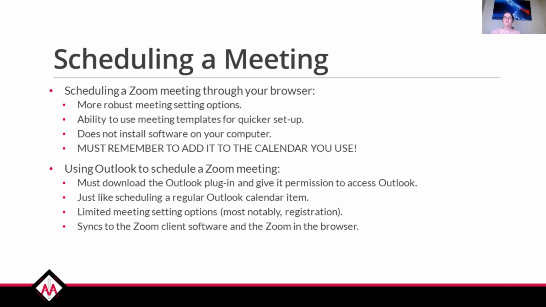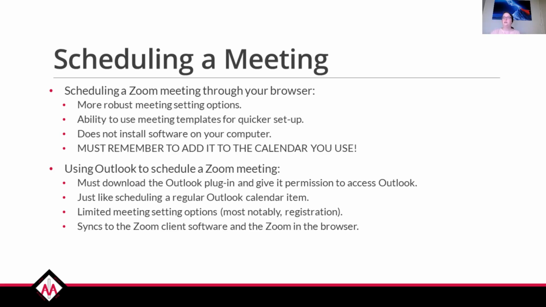There are several different plugins that you can download that then connect your native software to the Zoom website and your Zoom account to be able to sync this information back and forth. I use Outlook, that's what I'm most familiar with. So you would have to download the Outlook plugin for Zoom and give it permission to access Outlook. And then it is just like scheduling a regular Outlook meeting or an Outlook item on your calendar.